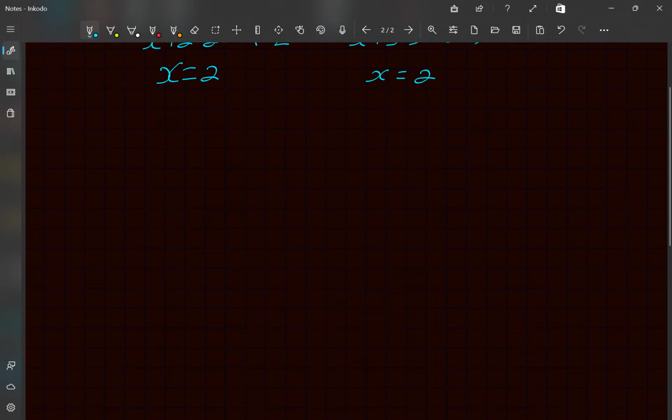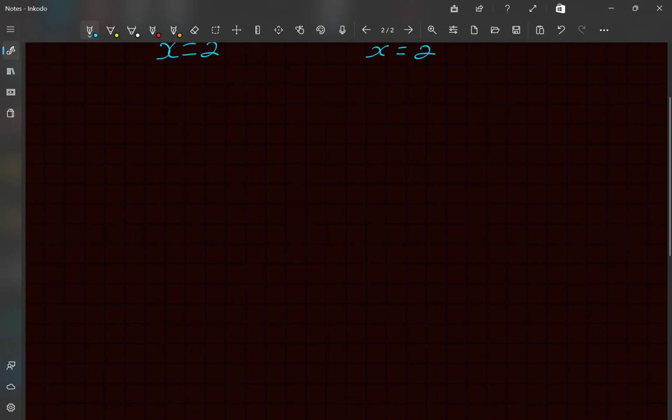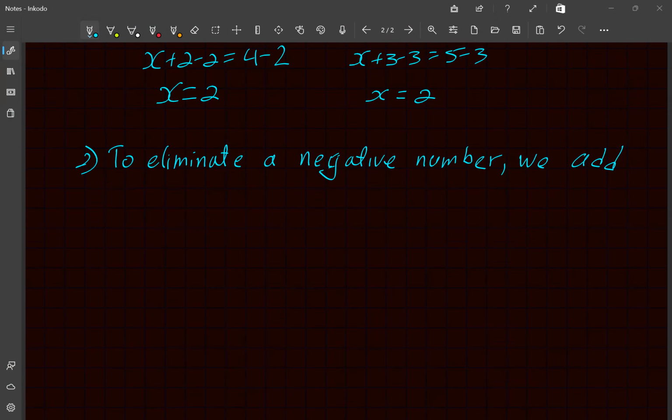Okay, so then we would have the case where we need to eliminate a negative number. So to eliminate a negative number, we add. Let's say we had x minus 2 gives 3. We want to solve for x, we need x by itself. So to eliminate this minus 2, I need to add 2.